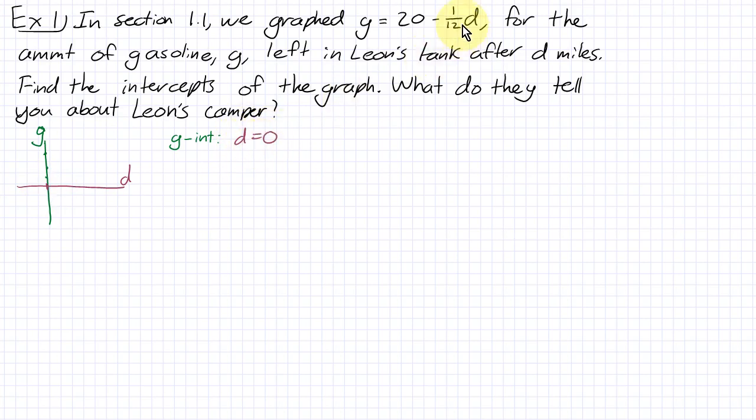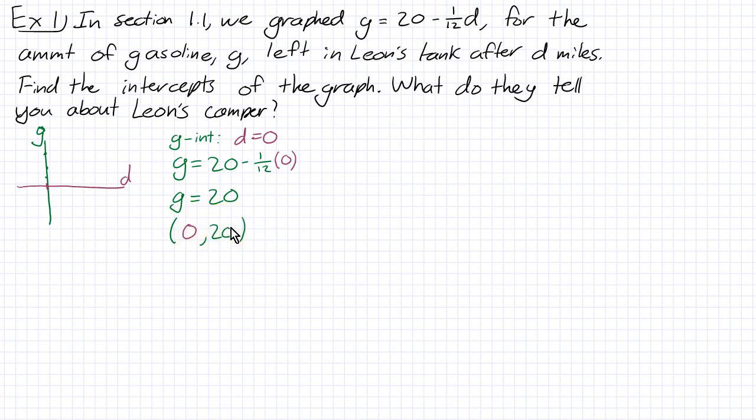So we're going to plug in d equals 0 into the equation. And that will give us g equals 20, because anything times 0 is 0, so you get g equals 20 minus 0. So that g-intercept is going to be the point where d is 0 and g is 20.